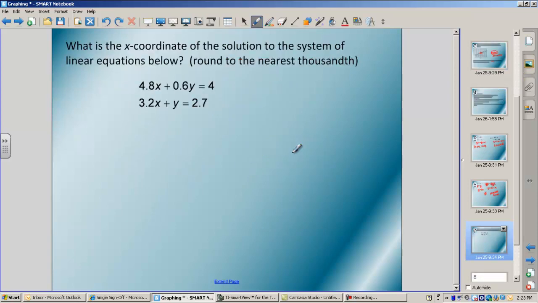Okay, last one. This one asks for the x-coordinate of the solution to the system. All they want is the x-coordinate, and they say round to the nearest thousandth, which is 3 decimal places. So make sure you round to the right place. So we've got to solve for y. This first equation, subtract your 4.8x. So you have negative 4.8x plus 4, and then you have to divide by 0.6.